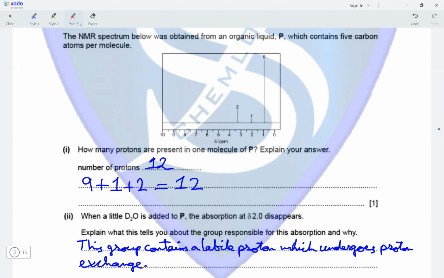And in order to explain what happens, we can write an equation. So ROH, the reason alcohol has been selected is because the peak at 2.0 has only one proton present, and it's a labile proton, and it has to be the OH group. So ROH plus D2O will give us ROD, the proton replaced by a deuterium atom, plus HOD. So in this way, the peak for the OH group would disappear as it undergoes proton exchange and is replaced by a deuterium atom, which does not get detected in the H1 NMR spectroscopy.